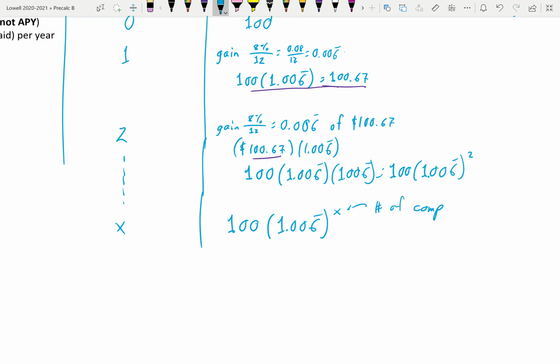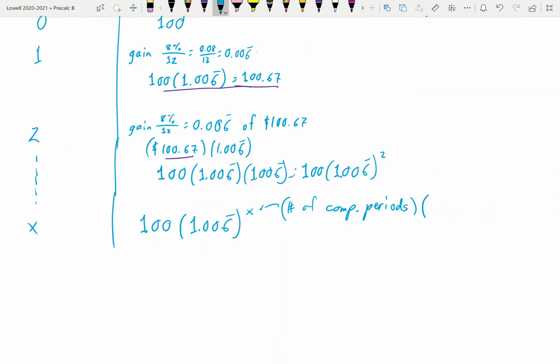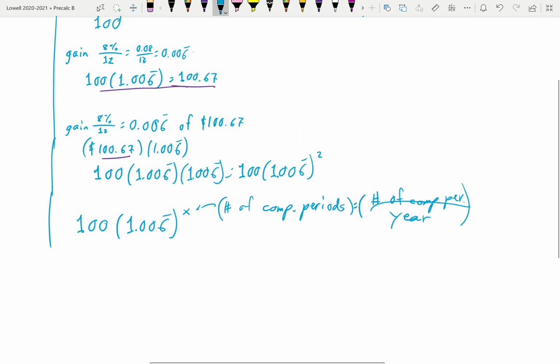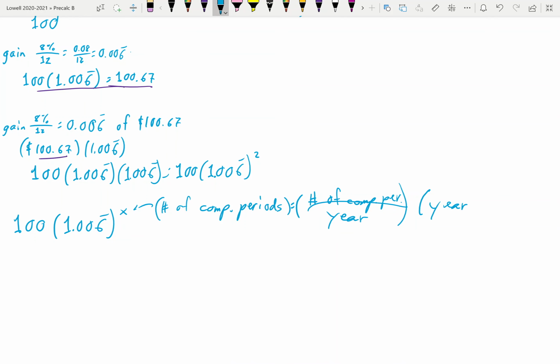And I mentioned this in our other derivation of the compound interest formula. The number of compounding periods is equal to the number of times it compounds per year, number of compounding periods per year, sorry about that, times the number of years. And so with a little bit of dimensional analysis, we have, this is n, and this is t, our years will cancel, and that will give you the number of compounding periods that have gone by.